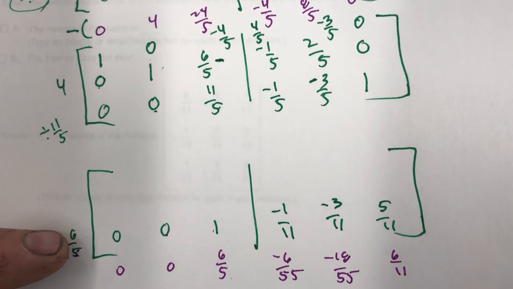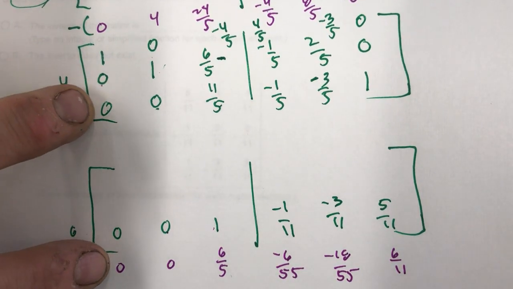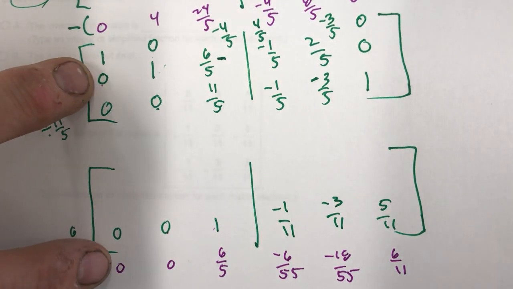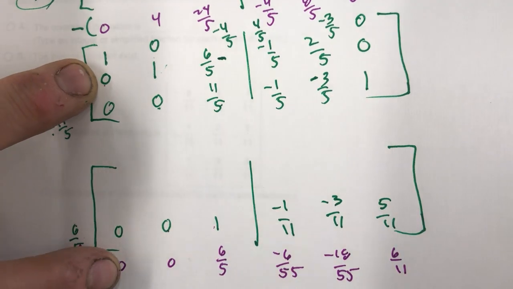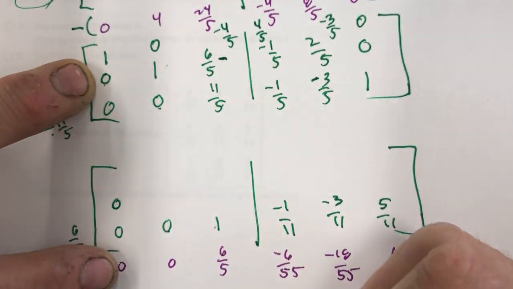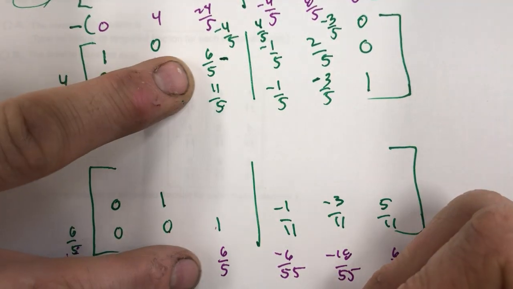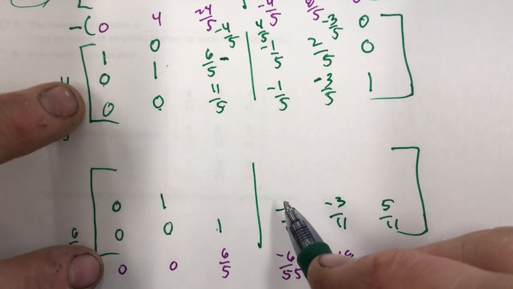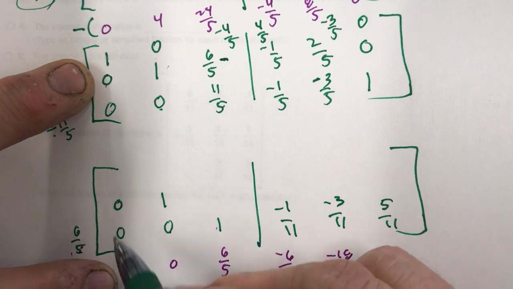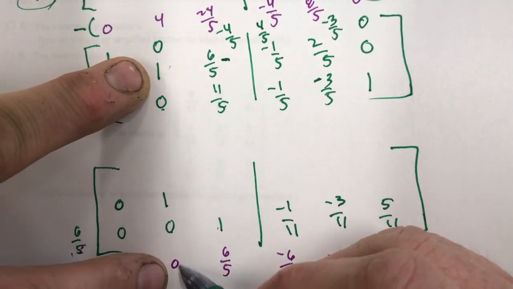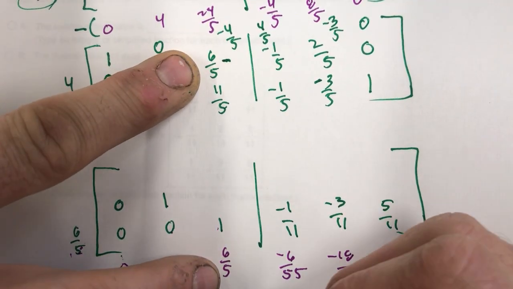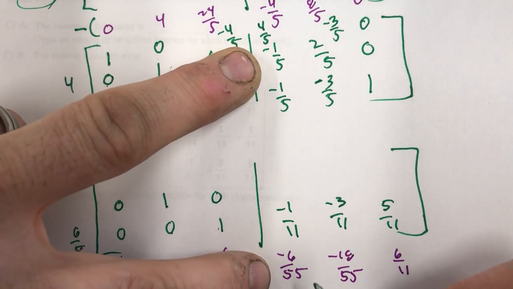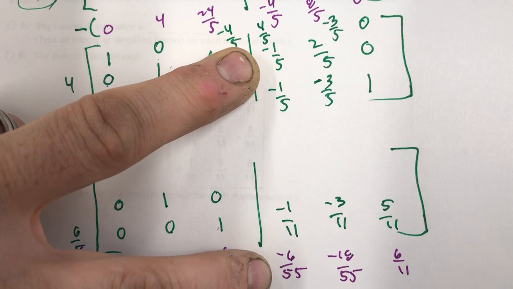Now what I'm going to do here is take these two rows and add them up. Alright, so 0 plus 0 is 0. 1 plus 0 is 1. Oh, I'm sorry. I'm subtracting them. I forgot. So let me do this again. 0 minus 0 is 0. 1 minus 0 is 1. 6 fifths minus 6 fifths is 0.